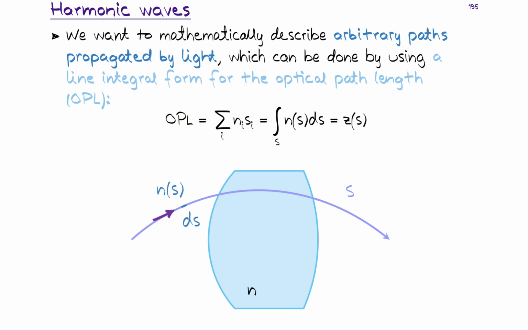Instead of thinking of a discrete summation, I'm now integrating along the line denoted with S, and I want to know the phase accumulation of my field when it's propagating from this point to this point. All I need is to calculate the line integral of the refractive index profile as a function of S, multiplied by the differential length of my line, ds. This gives me the propagation of the field from point A to point B in a more arbitrary setting. And this is what we will be using in the future.